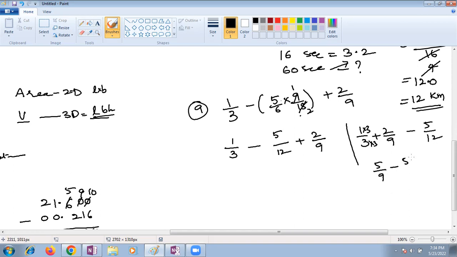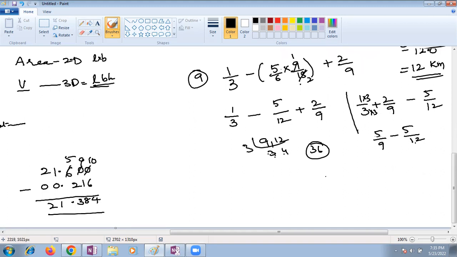5 by 9 minus 5 by 12. Again the LCM of 9 and 12, Nana. Go with the normal procedure. 9 and 12: 3, 4, 36. It's 36 because 3 threes are 9, 9 fours are 36. To make like fractions, my first fraction is 9 fours, 20 by 36, minus 15 by 36.